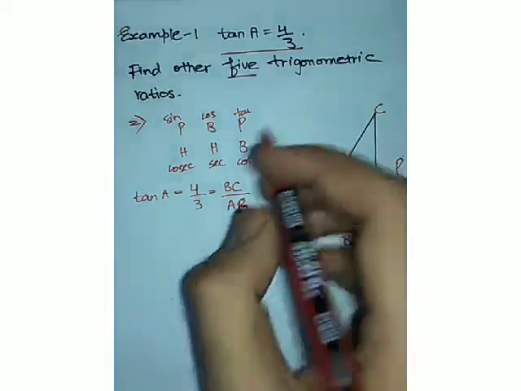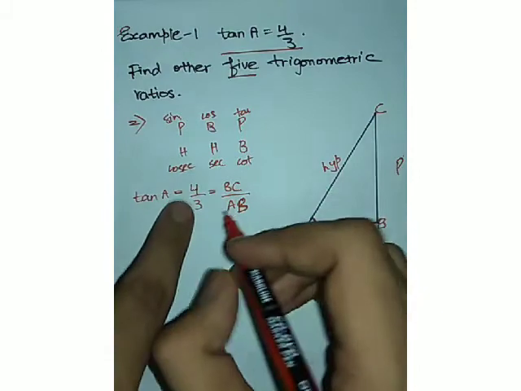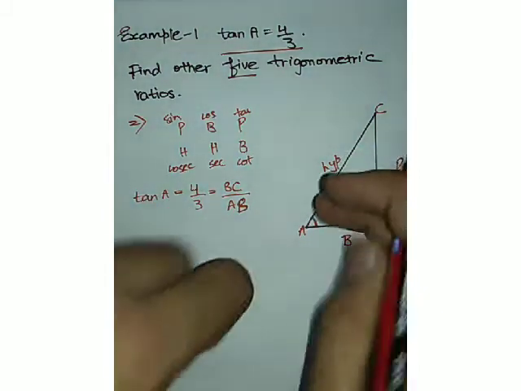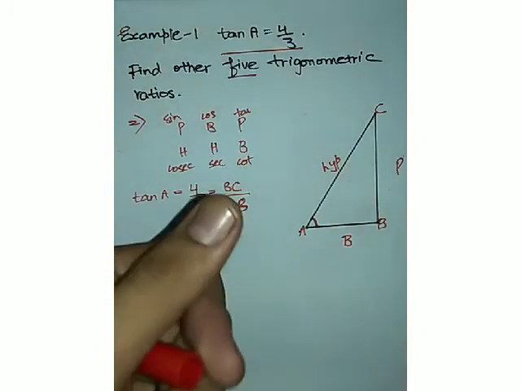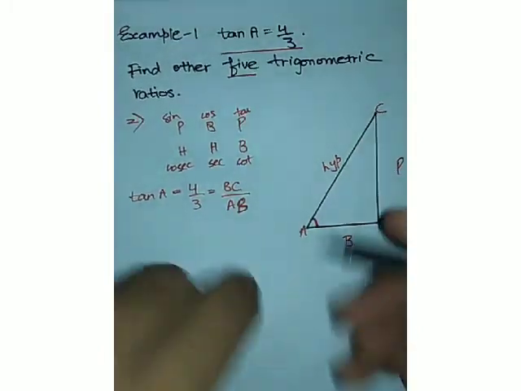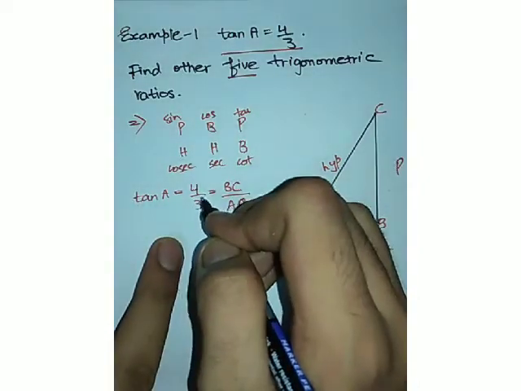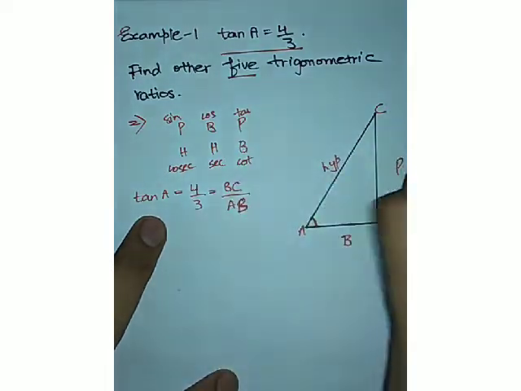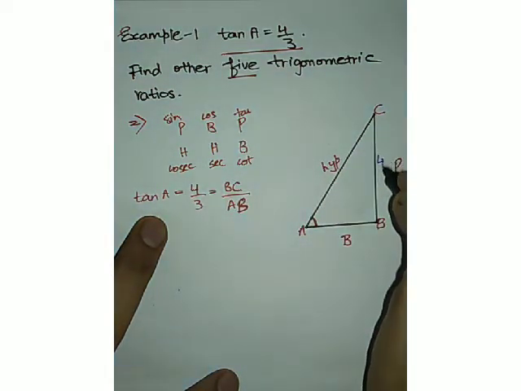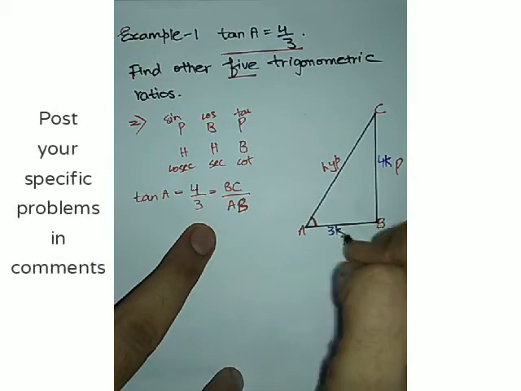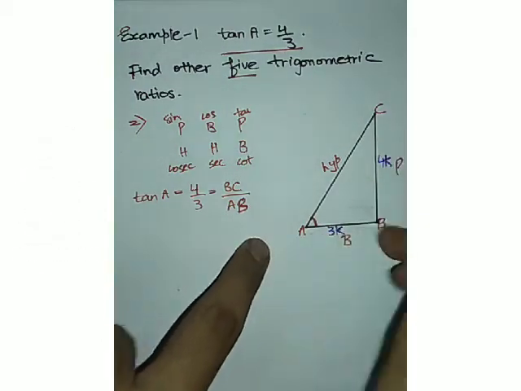Now here is a thing that is worth understanding. You cannot just write that BC is equal to 4 centimeter or 4 meter or whatever the unit is, because here it's given in the form of a ratio. So you have to consider a common ratio first. Let K be the common ratio, then our perpendicular, that is BC, will be 4K, and AB, that is our base, will be 3K. So now you have BC, you have AB.